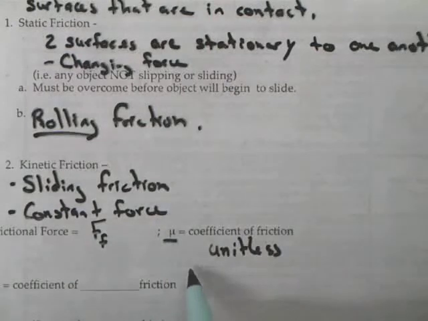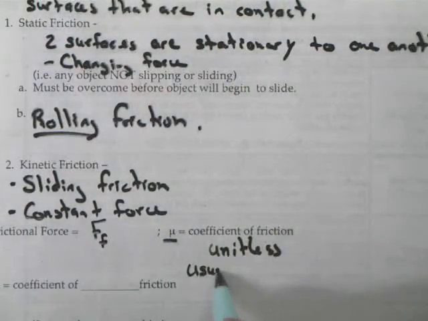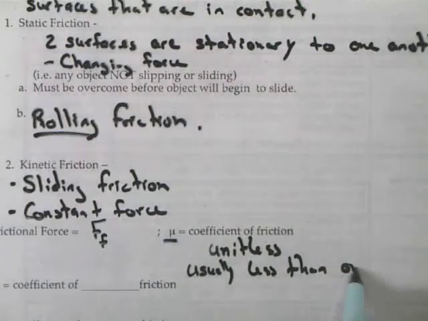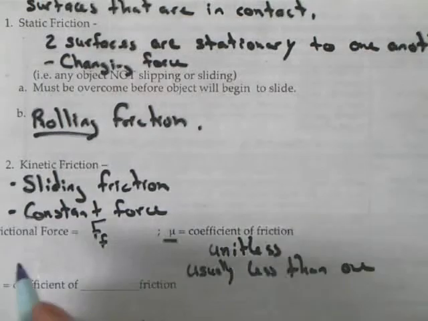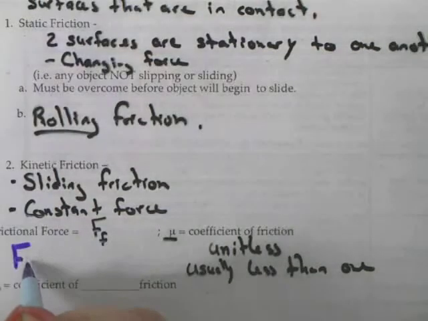Because it's just a constant, it's just a multiple. It's also usually less than 1. If you have some man-made surface like Velcro, Velcro would have a lot of friction, right? Whole bunch of friction. In that case, your coefficient of friction will be greater than 1. But if we're just talking about two normal everyday surfaces rubbing against one another, it's going to be less than 1. Okay? Now we have an equation.